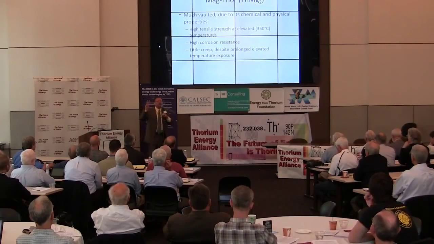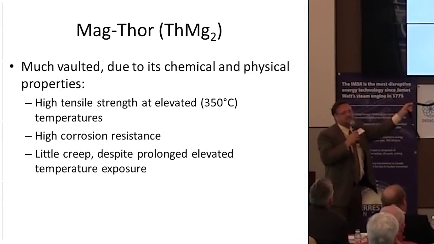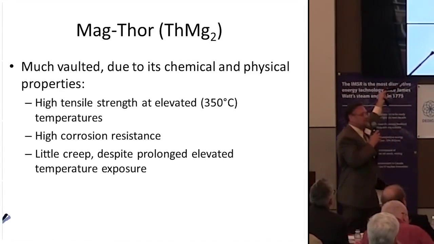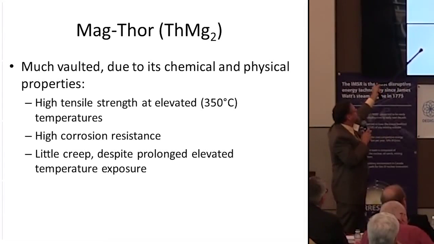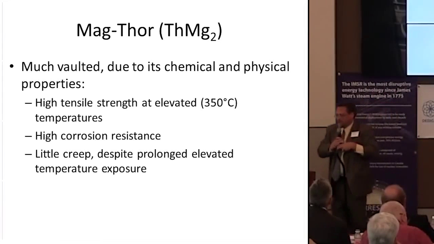So I'm going to talk about two predominant alloys, a magnesium-rich and thorium-poor alloy, which is the MagThor, which there is a little bit of information out there. And then I'm going to talk about a thorium-rich alloy, which is remarkable as well. So high tensile strength, even at elevated constant temperatures of 350 Celsius. High corrosion resistance, little creep, okay, classic engineering problem, despite prolonged elevated temperature exposure.